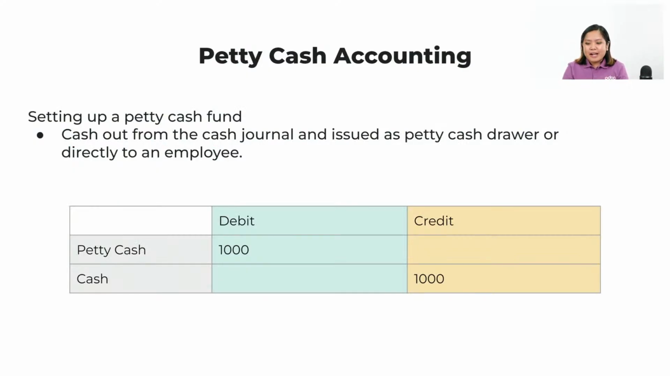So from there, kapag in-issue na siya dun sa ating staff or sa ating empleyado na nangangailangan ng petty cash na yon, ang pag-record natin sa kanya is we record in the cash journal, or usually minsan nilalagay pa rin siya sa ating bank journal directly with a credit, okay? Saka natin naman nilalagay yung debit account sa ating petty cash account. So we do the cash out from cash journal and issued as petty cash drawer or directly to an employee.